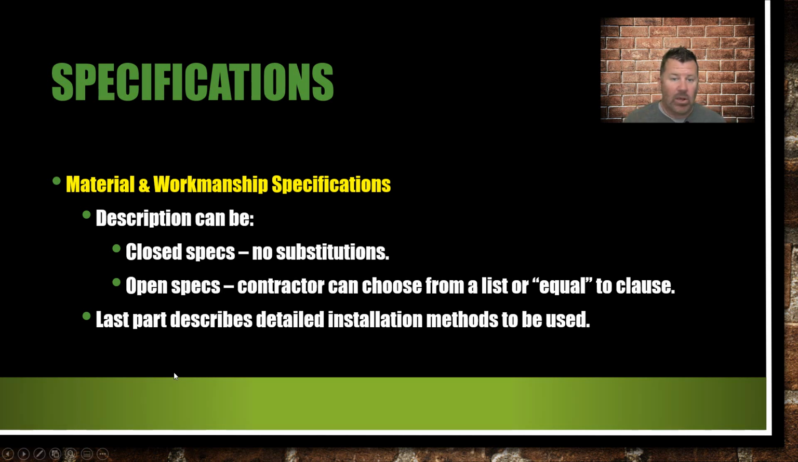The description can be closed specs, which means no substitutions, and I love that. Like I said, we're going to use all Hunter products on the job. We're going to use Schedule 40 piping. We're not going to have the choice of PRS 200 or anything else. Everything is laid out to spec for us, and that allows us to bid properly.